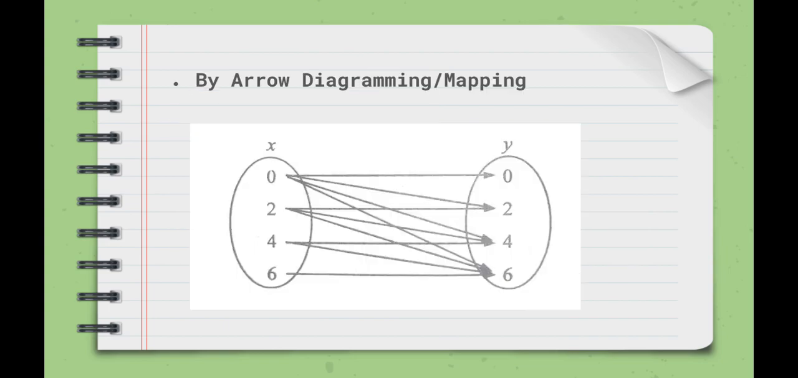Then the arrow diagramming, ito naman po, we have 0, 2, 4, 6 and 0, 2, 4, 6 sa y. So, si 0, ang kapartner niya si 0, 2, 4, and 6. So, i-arrow niyo po siyang ganyan. Si 2 naman, ang kapartner naman ni 2 is yung 2, 4, and 6. Ayan. Kaya i-arrow po natin sila. Si 4 naman, ang kapartner naman ni 4 ay si 4 and 6. Then, si 6 naman, ang kapartner niya ay si 6. So, ganyan po ang pag-construct po ng arrow diagramming or mapping na tinatawag.